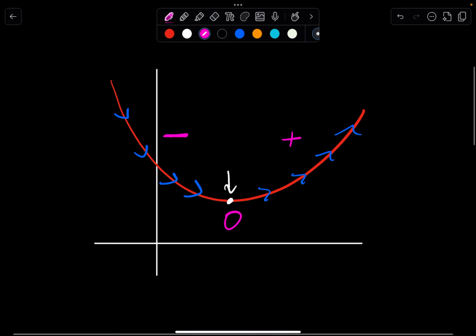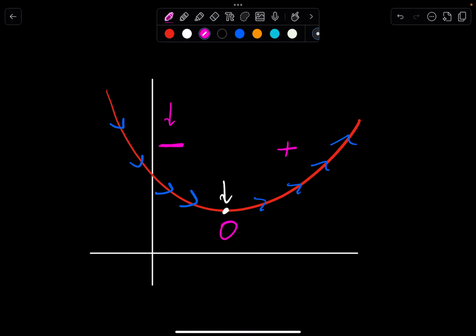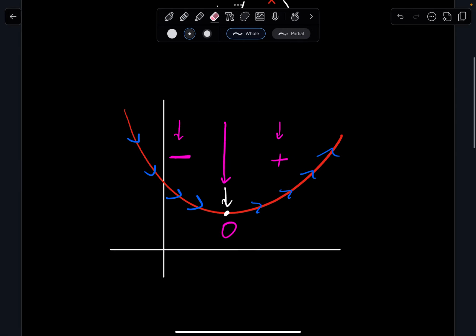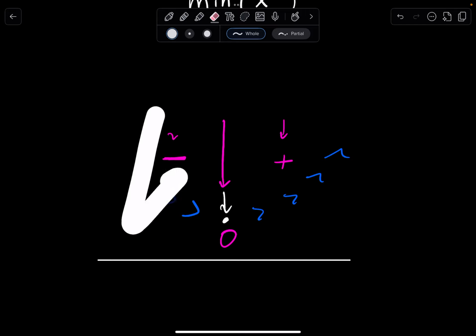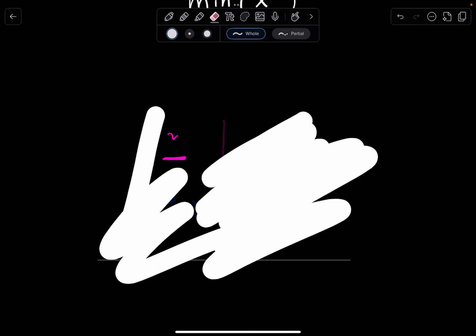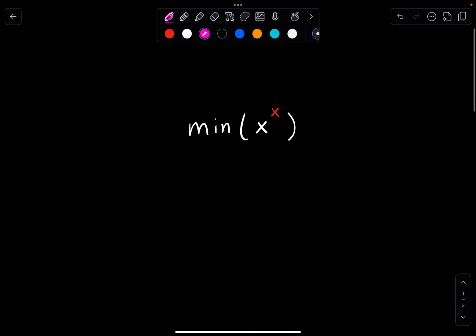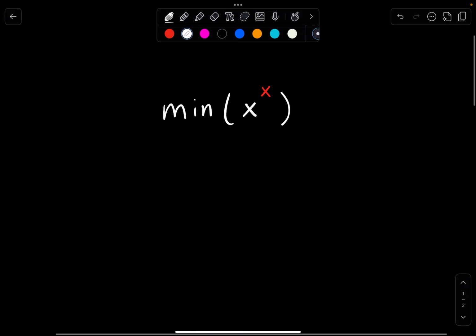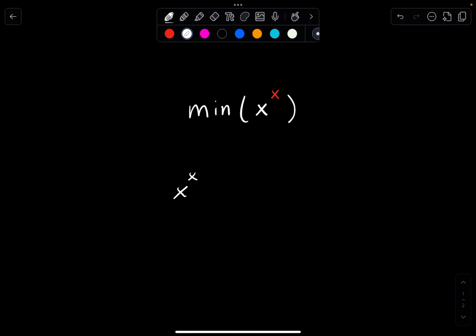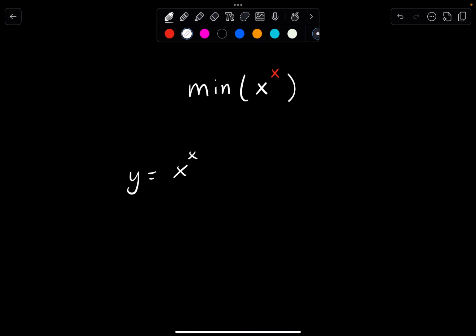So basically, anytime the derivative switches from negative to positive, we have a local minima here, and we can prove that. So let's take the derivative. If you aren't aware what a derivative is, I can make a video on that. Just leave a comment down below. All right, so what's the derivative of x to the x? I also made a video on that, but I'll do it here again.